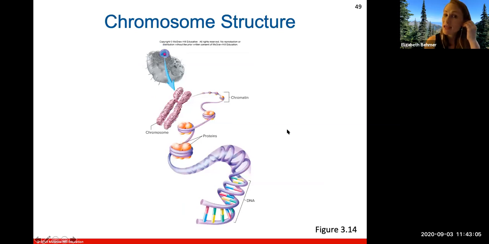Chromosome structure: again, your DNA is within your nucleus. And right before your cells divide, your DNA will become tightly coiled, or wound around these proteins. And they will become tightly coiled to form this X-like structure, which is a chromosome. So a chromosome is just DNA wound up really tightly together. It's found in the nucleus of the cell, right before your cells divide.